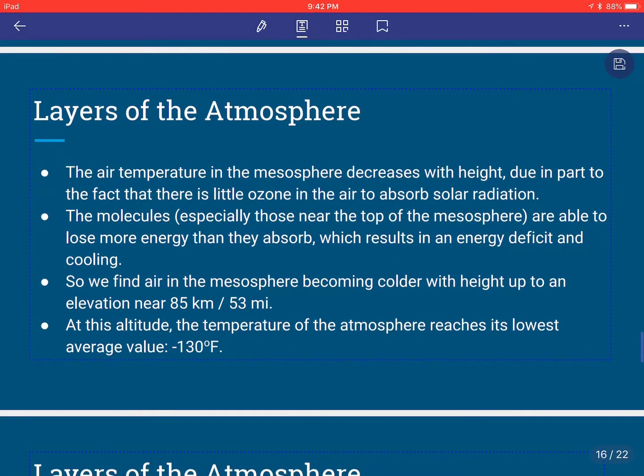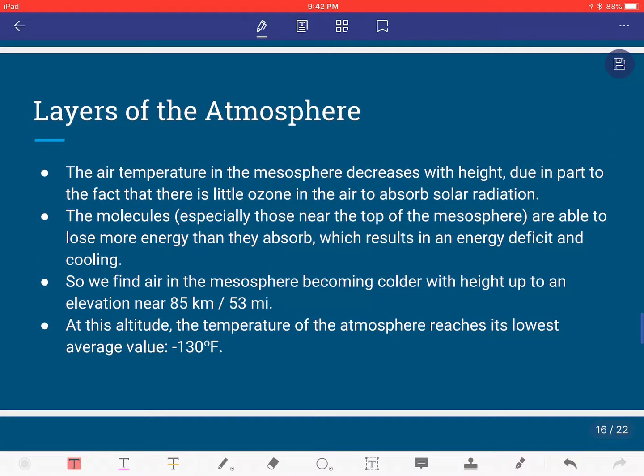Number 16 asks what happens to air temperature as you increase in altitude in the mesosphere. That is right here. The air temperature in the mesosphere decreases with height, due in part to the fact that there is little ozone in the air to absorb solar radiation. And the molecules, especially those near the top, are able to lose more energy than they absorb, which results in an energy deficit, so we have cooling.